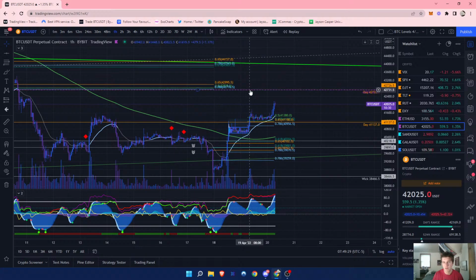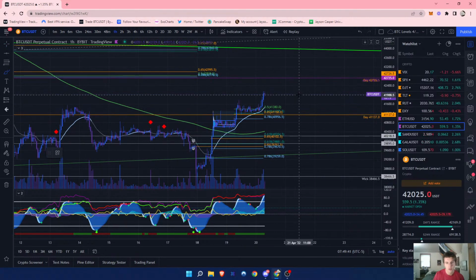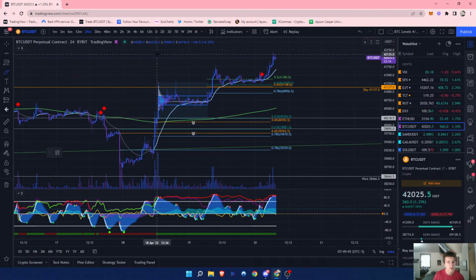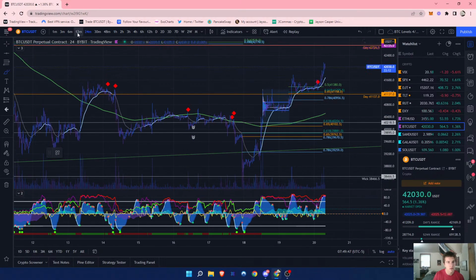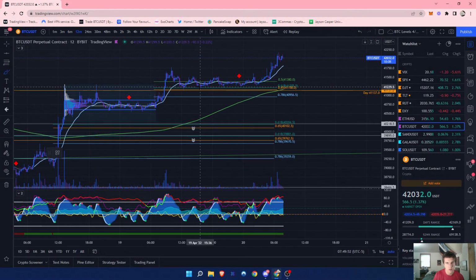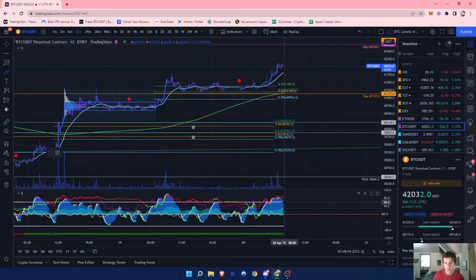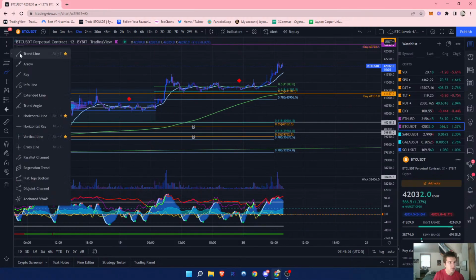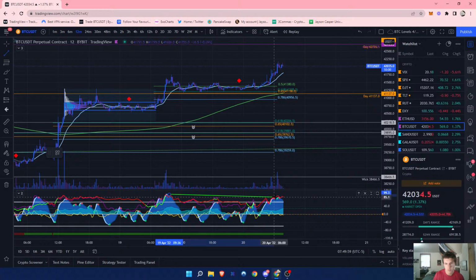For short, I'm definitely looking at this right here, where I have a naked daily point of control, golden pocket, 0.5, 786, a ton of confluence. So what I'm really looking at is a 24-minute or a 12-minute, actually. 12-minute would be ideal. Again, we just kind of want to see momentum kind of reset like that.